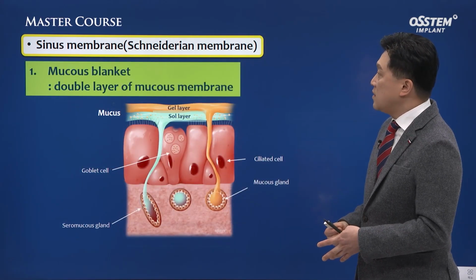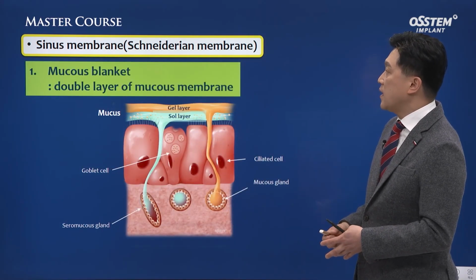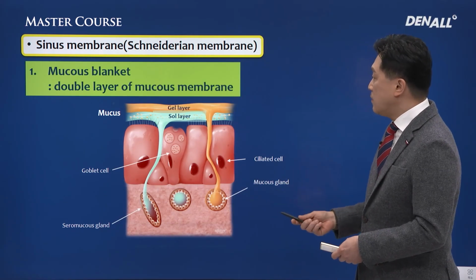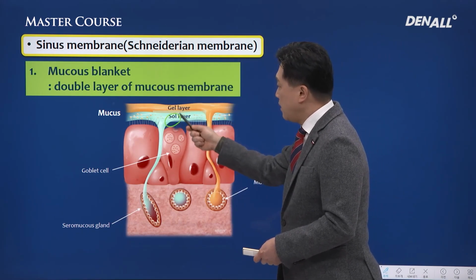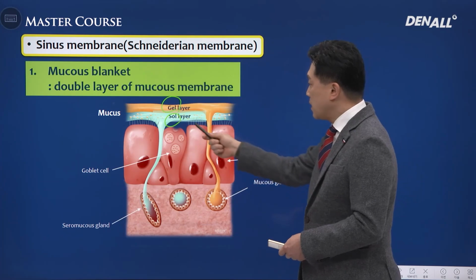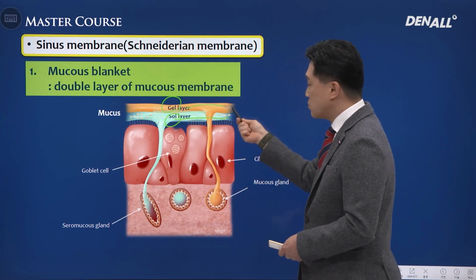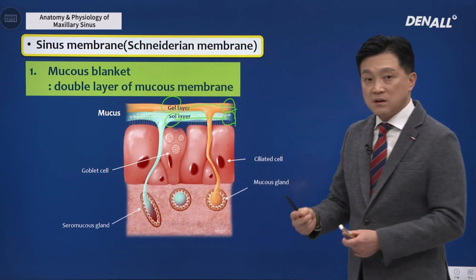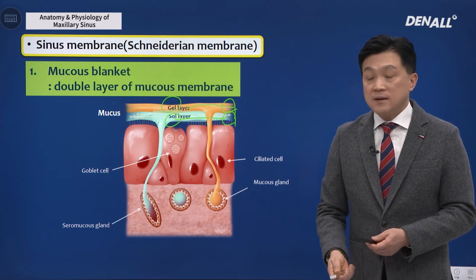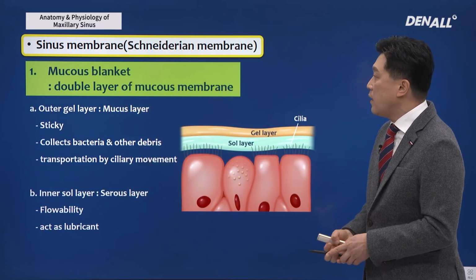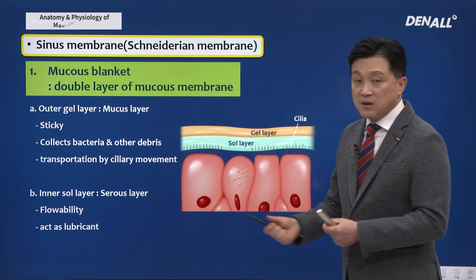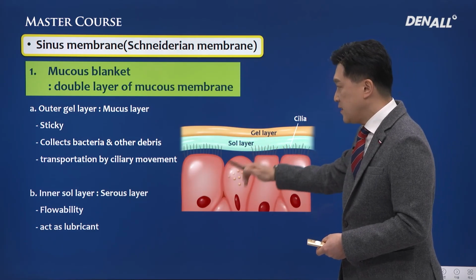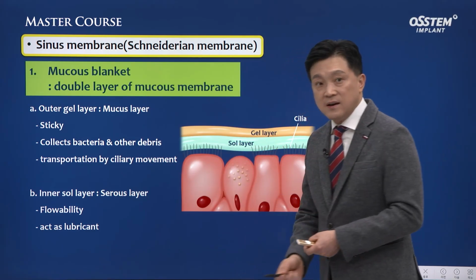If you look at the physiological characteristic of the Schneiderian membrane, there's a mucous blanket. There are two layers, a sol layer and a gel layer. The sol layer is below, and on top there's the gel layer. The characteristics of the gel layer and sol layer vary. The outer layer is the gel layer. It is like mucus and is more sticky. Below is the sol layer, and it's more serous.